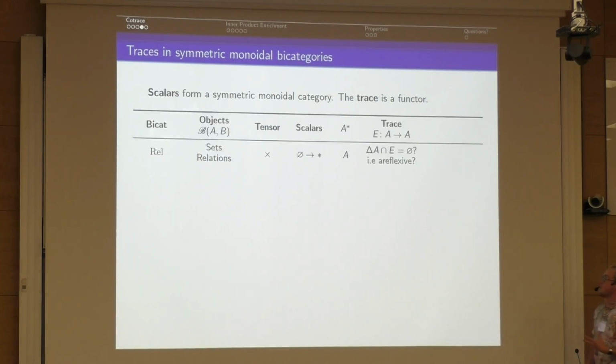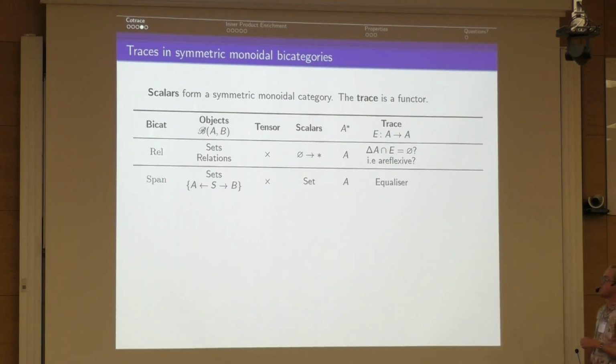So the first example is sets and relations. This forms a bicategory. Everything is self-dual because relations don't really have a direction. In this case, scalars are just either the empty set or the point, which we think of as being like true and false. And the trace tells you, if you've got a relation from A to A, whether it's reflexive. So this thing is true if X never relates to itself.